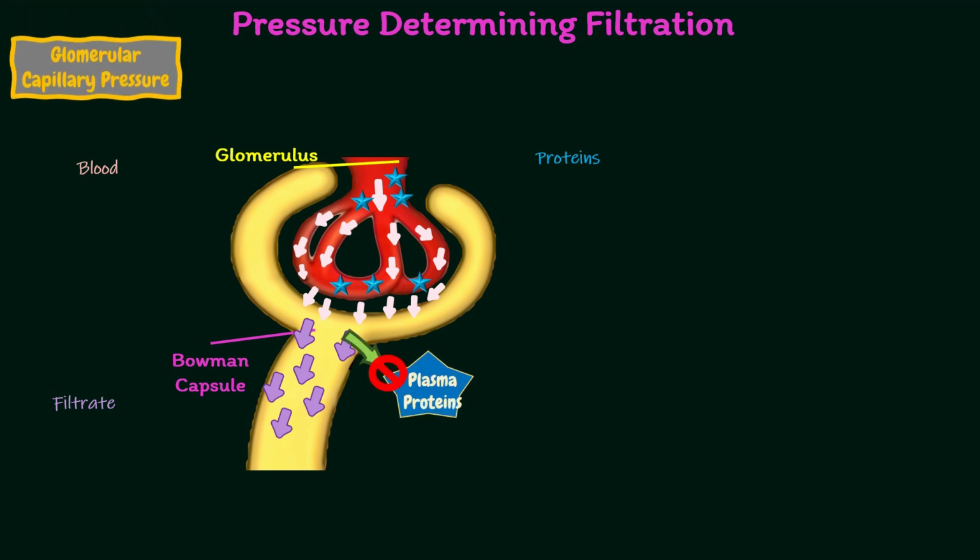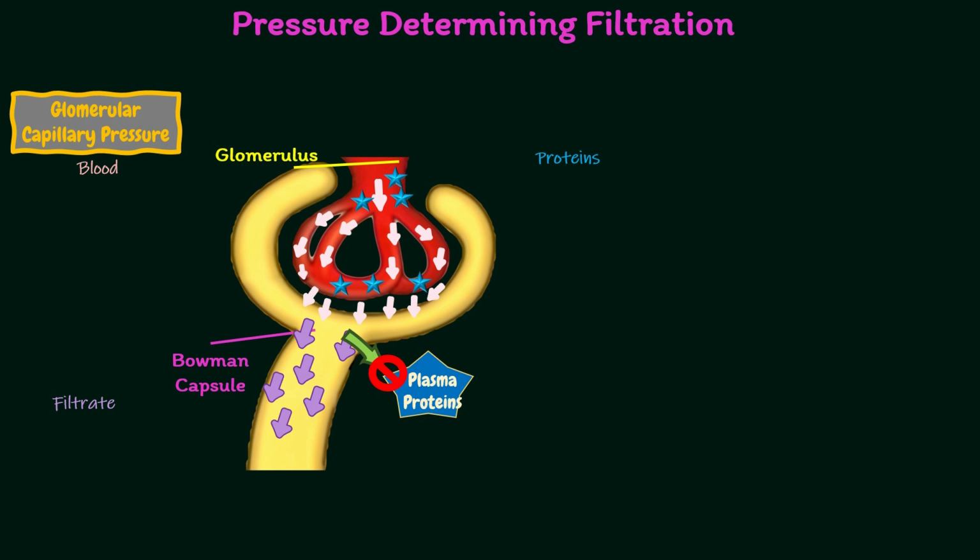First is glomerular capillary pressure. Glomerular capillary pressure is the pressure exerted by the blood in the glomerular capillaries. It is about 60 mm of mercury and varies between 45 and 70 mm of mercury. Glomerular capillary pressure is the highest capillary pressure in the body. This pressure favors glomerular filtration.